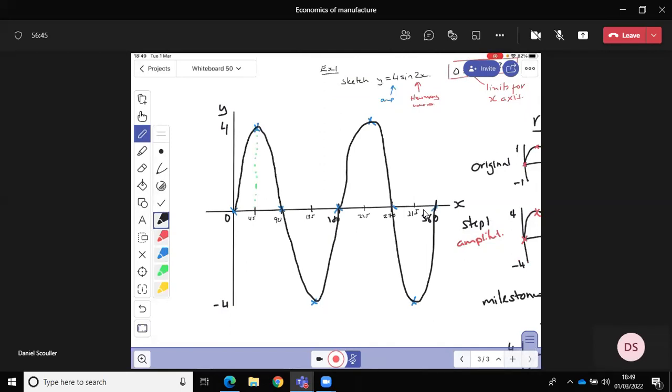Not the best looking, but it's got every single bit of detail that I need there: amplitude, key milestones, x and y axis, start point, finish point, how many waves. It's shown me everything I need there. Any questions?